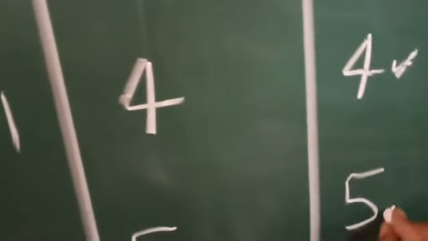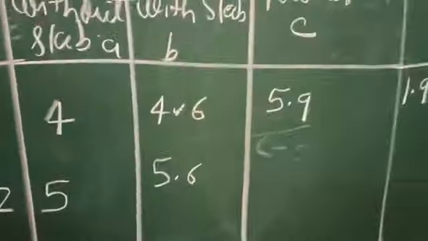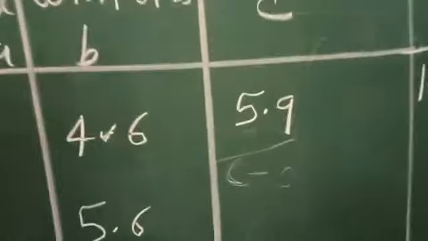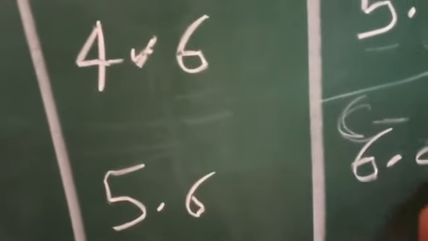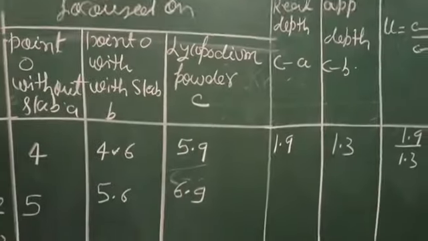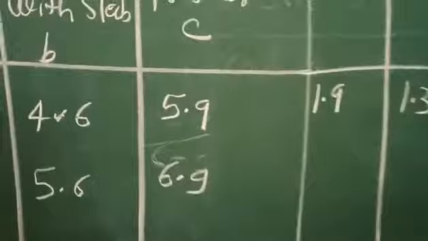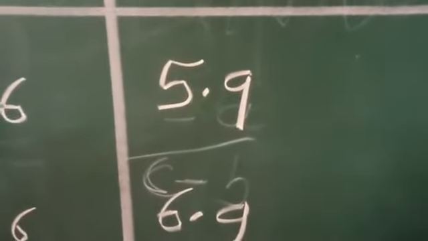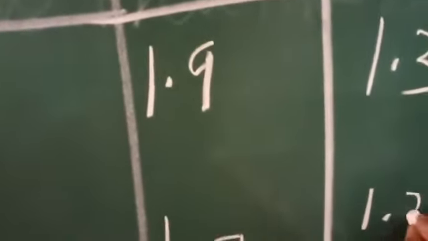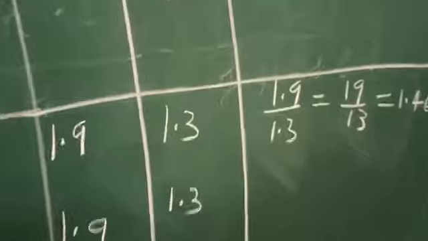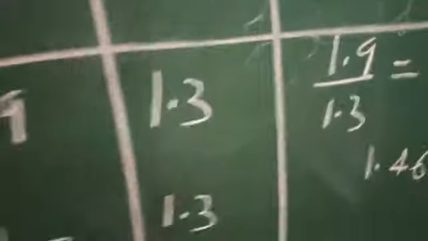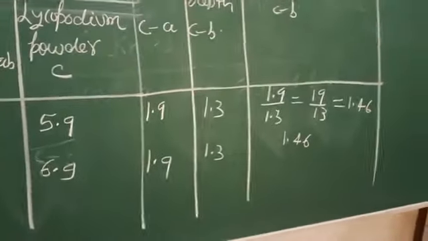5.6. Again value is coming 5.6, and that is 6.9. See, the value of the 6 is 6.9. Okay, and next C minus A is equal to 1.9, C minus B is equal to 1.3, and again mu is coming 1.46. 1.46 coming.